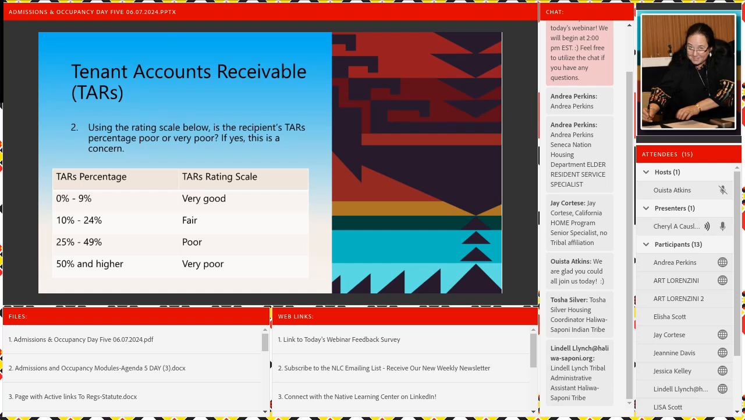Okay. So this is a rating scale. Is your TARs percentage poor or very poor? If yes, they would find that a concern. 0 to 9% is considered good, or very good. 10 to 24% is fair. 25 to 49% is poor. If you're only collecting half the money that you should be out there, that's poor. 50% and higher is very poor.